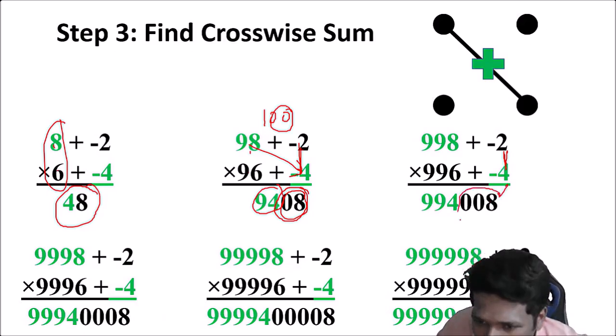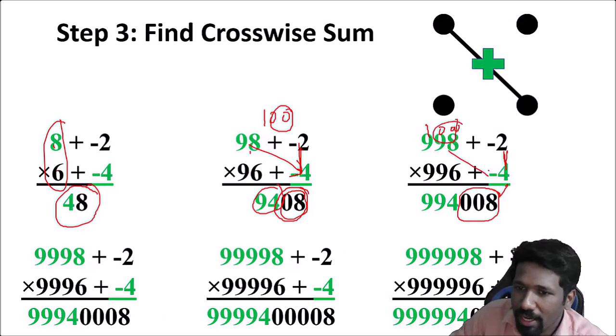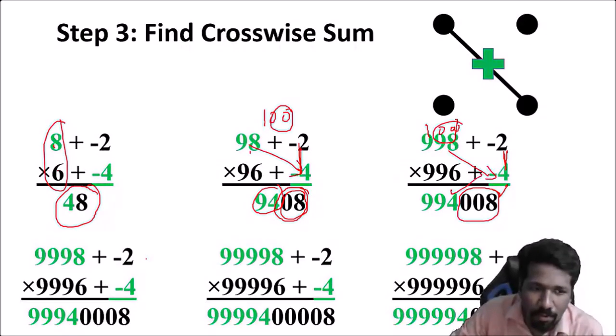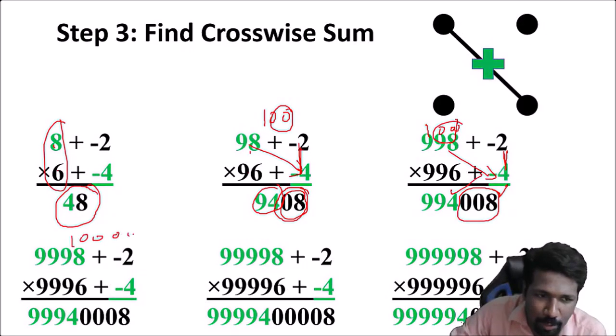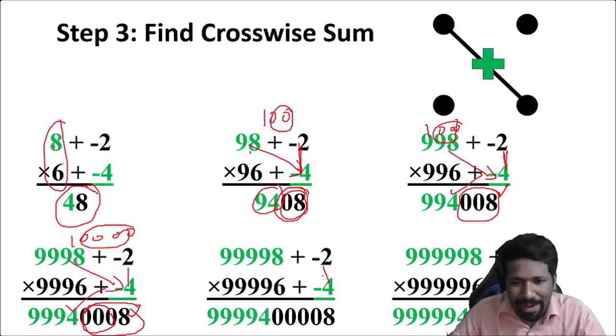So you have to put 008 because the base is 1000, 3 zeros. Then 998 minus 4 is 994. Here the base is 10,000, 4 zeros. So minus 2 minus 4, 8. You have to put 3 more zeros to make it 4 digits. Then 9998 minus 4. Are you understanding the pattern?